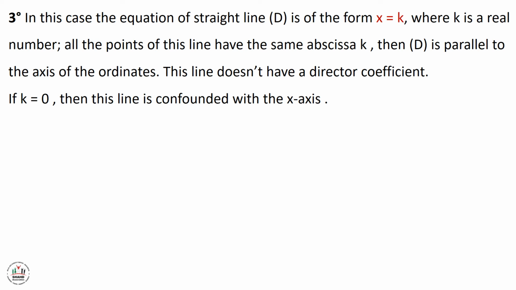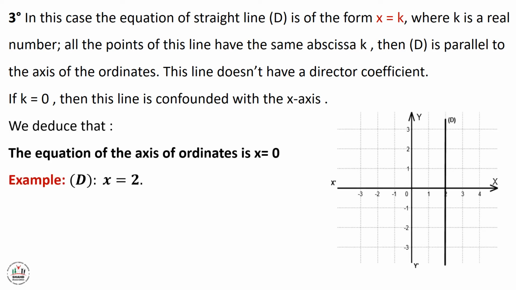Third case. In this case, the equation of the straight line D is of the form x = k, not y = constant, x = constant, where k is a real number. All the points of this line have the same abscissa k, so D is parallel to the axis of the ordinates. This line doesn't have a director coefficient, or doesn't have a slope. If k equals 0, then this line is confounded with the y-axis. Here we have an example.